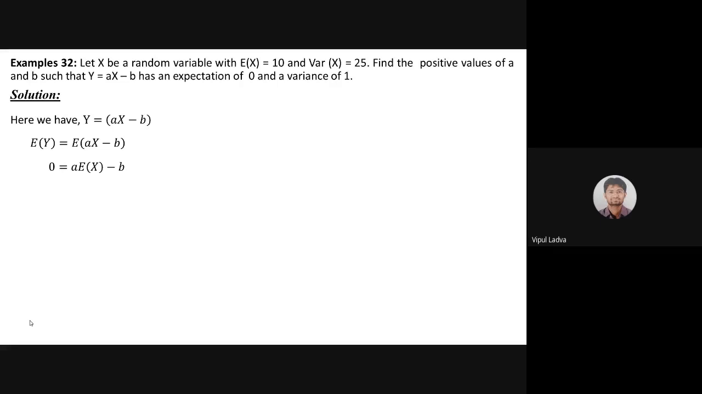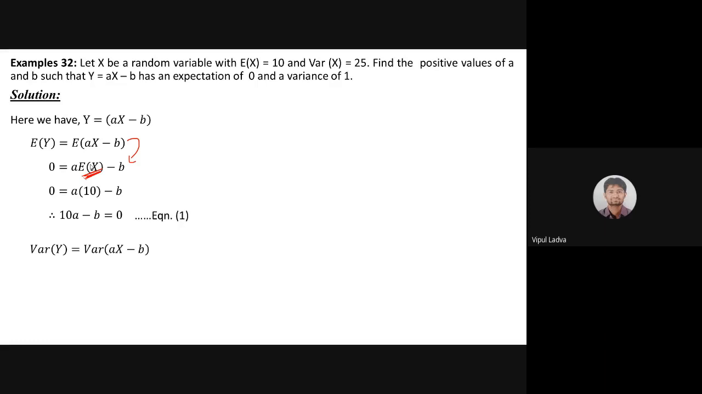We have expectation of x as 10, so I'm replacing E of x with 10 over there. This value is 10 because this is provided, and I used one of the properties of the expectation for moving this. So it will be 10a minus b equals 0. That will be my first relation.